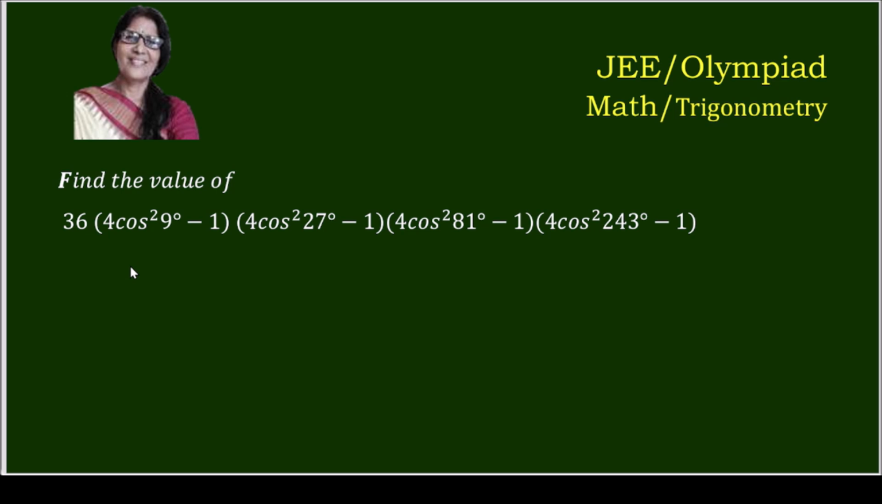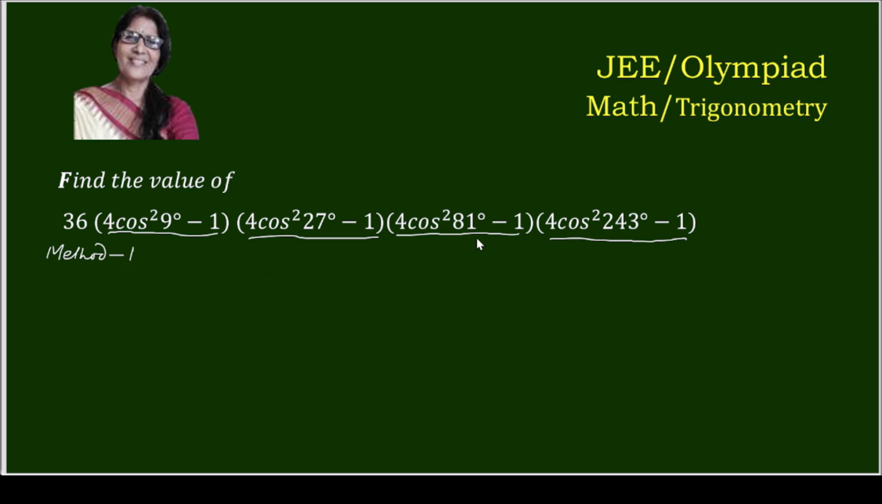Question is, find the value of 36 times the product of four terms: 4 cos square 9 degree minus 1, 4 cos square 27 degree minus 1, 4 cos square 81 degree minus 1 and 4 cos square 243 degree minus 1. So first I am doing it by method 1.